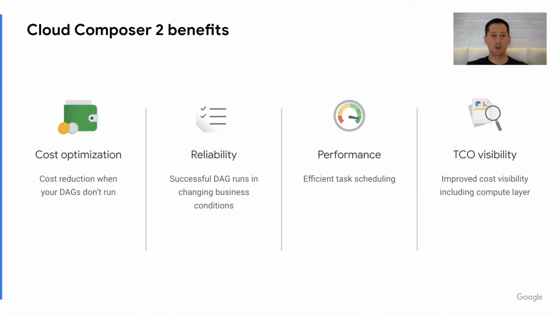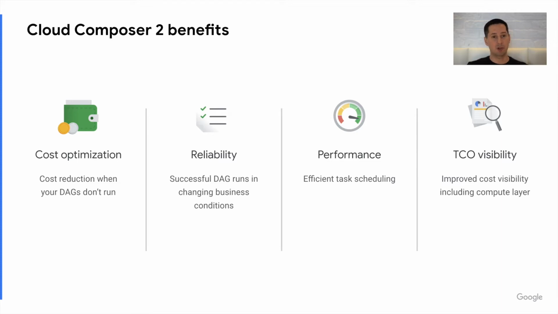There are a few goals we have set for ourselves with this release. We wanted to help customers optimize the cost of their environments, especially during idle or less busy periods. At the same time, we understand that reliability of DAG runs is essential for many business processes, also during demand peaks. Composer 2 addresses both of those needs with the introduction of autoscaling.